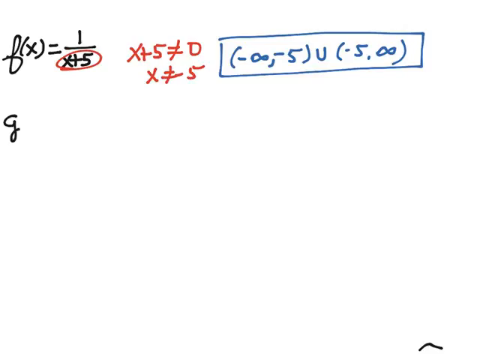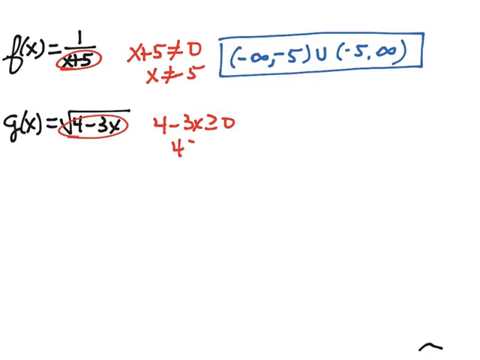The next example says that g of x is equal to the square root of 4 minus 3x. For this particular function, the implied domain would be, we cannot take the square root of a negative number. So therefore, our 4 minus 3x would have to be greater than or equal to 0, which means 4 is greater than or equal to 3x, and 4/3 is greater than or equal to x. Or another way to write that would be x is less than or equal to 4/3. So it's all real numbers that are less than or equal to 4/3.